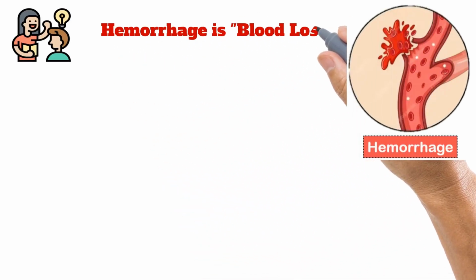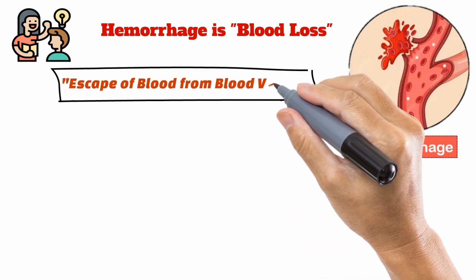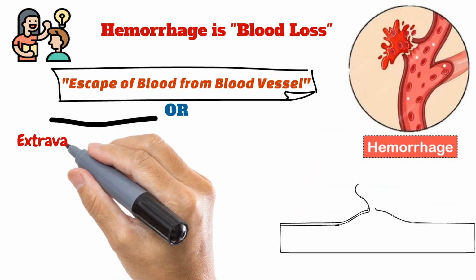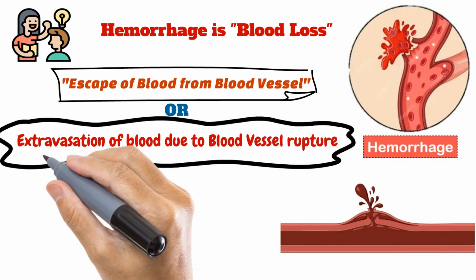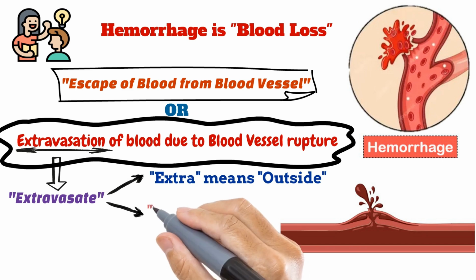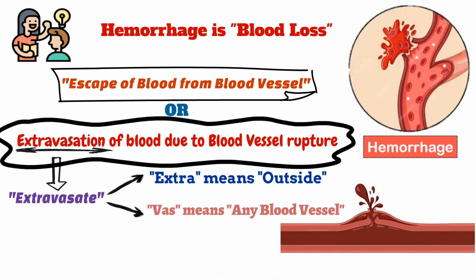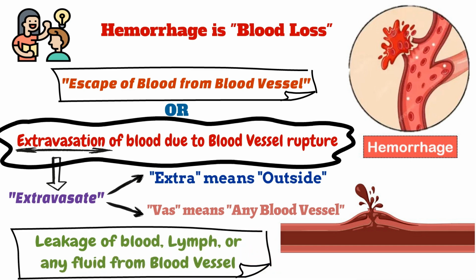In simple words, we all know that hemorrhage is blood loss, but it is properly defined as escape of blood from the blood vessel, or extravasation of blood due to blood vessel rupture. Here you will ask, what is extravasation? It came from the word extravasate, and this word is made by two words. Extra means outside and vas means any blood vessel. So extravasation simply means leakage of blood, lymph or any fluid from the blood vessel.